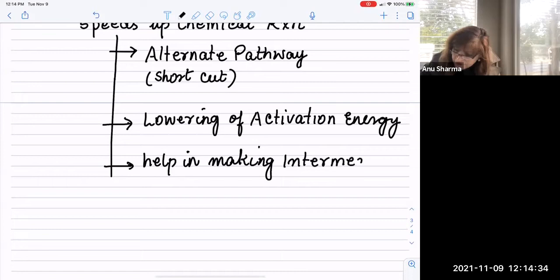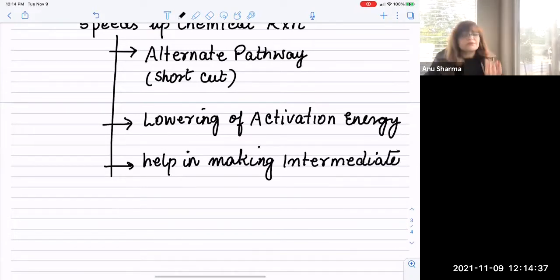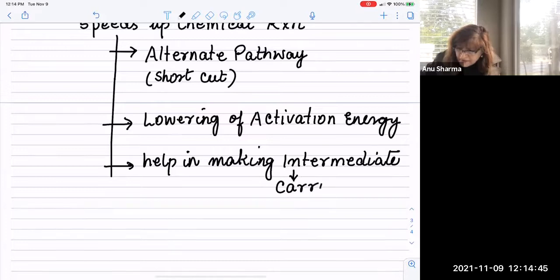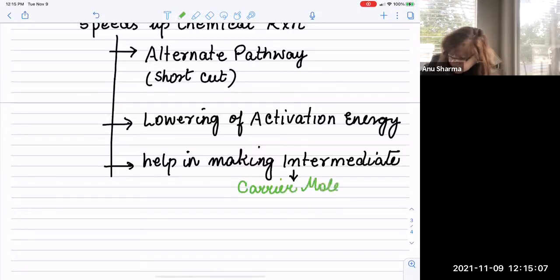Sometimes the normal course of a reaction may take very long, but if you have an intermediate, and these intermediates are sometimes like carrier molecules, which help to carry the products faster. So they act like carrier molecules, okay? So those are needed sometimes. It depends what the reaction is. So let's just put it here, carrier molecule. Let me put it in a different color. So intermediates could be a carrier molecule or something that is needed.